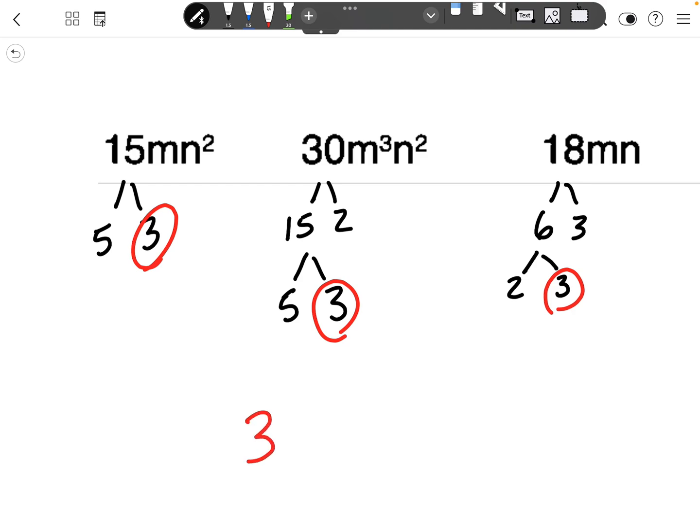If I look at my M's, the least number of M's I have is 1, so I can only take 1 M out of all of them. And my N's, I have 1, 2, and 2, so I can only take 1 out of all of them since that's the least number.